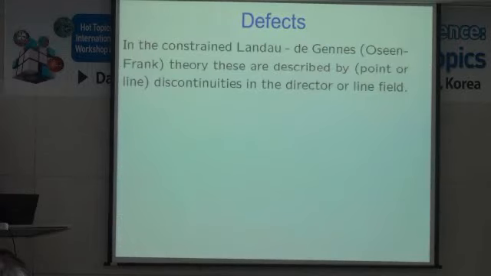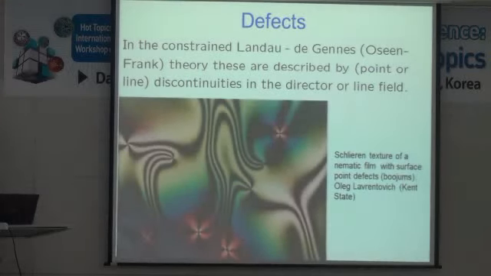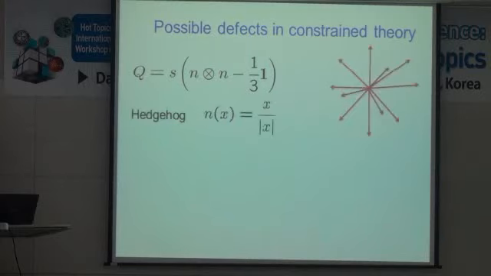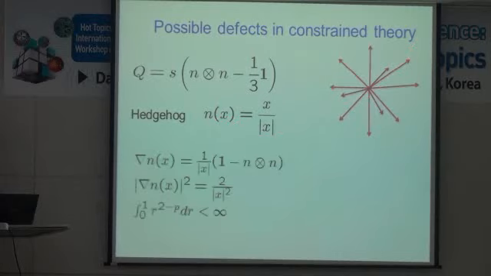Now, what about defects? Well, in this constrained Landau-de Gennes or Oseen-Frank theory, these are described by point or line discontinuities in the director or line field. So here are some examples. In the constrained theory, what possible defects could you have? Well, the simplest would be the hedgehog, and that's when n just points out radially from some point. So n of x is x over norm x, and you can compute the gradient of n of x, and it equals this. So the gradient squared is 2 over the radius squared.